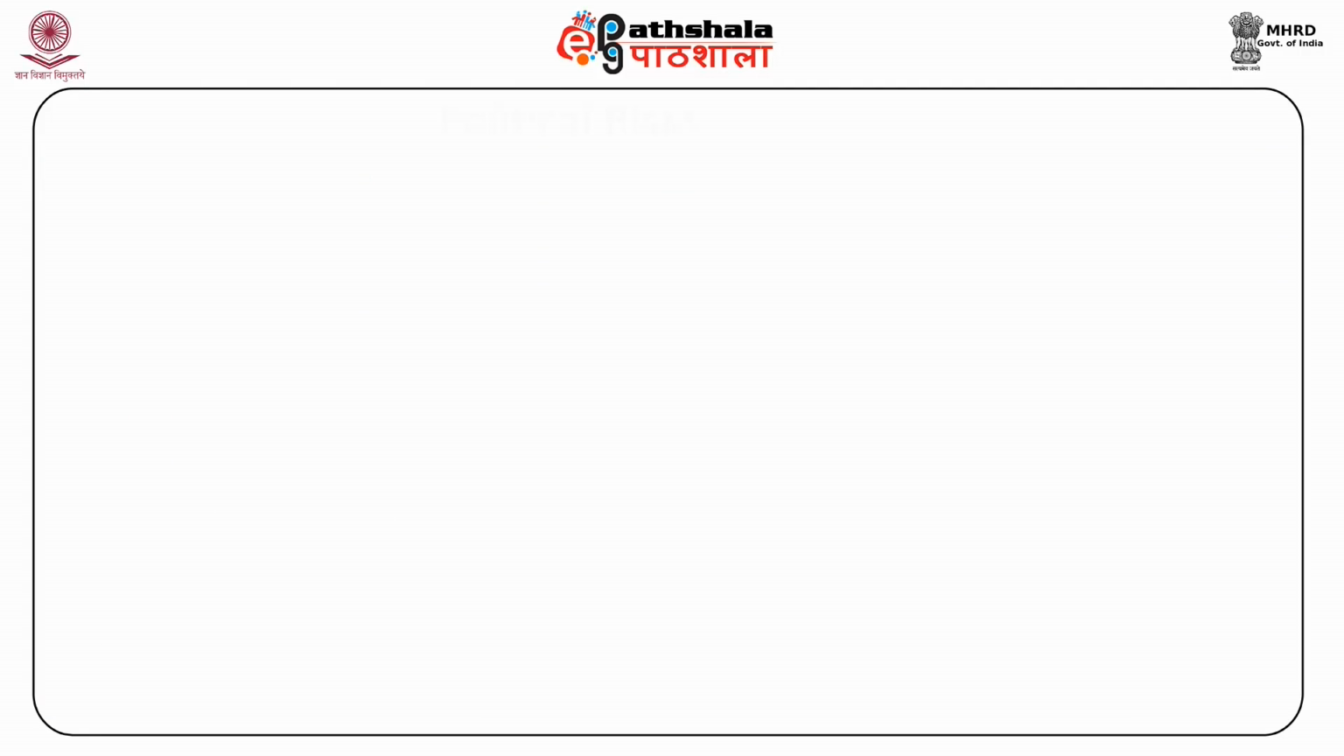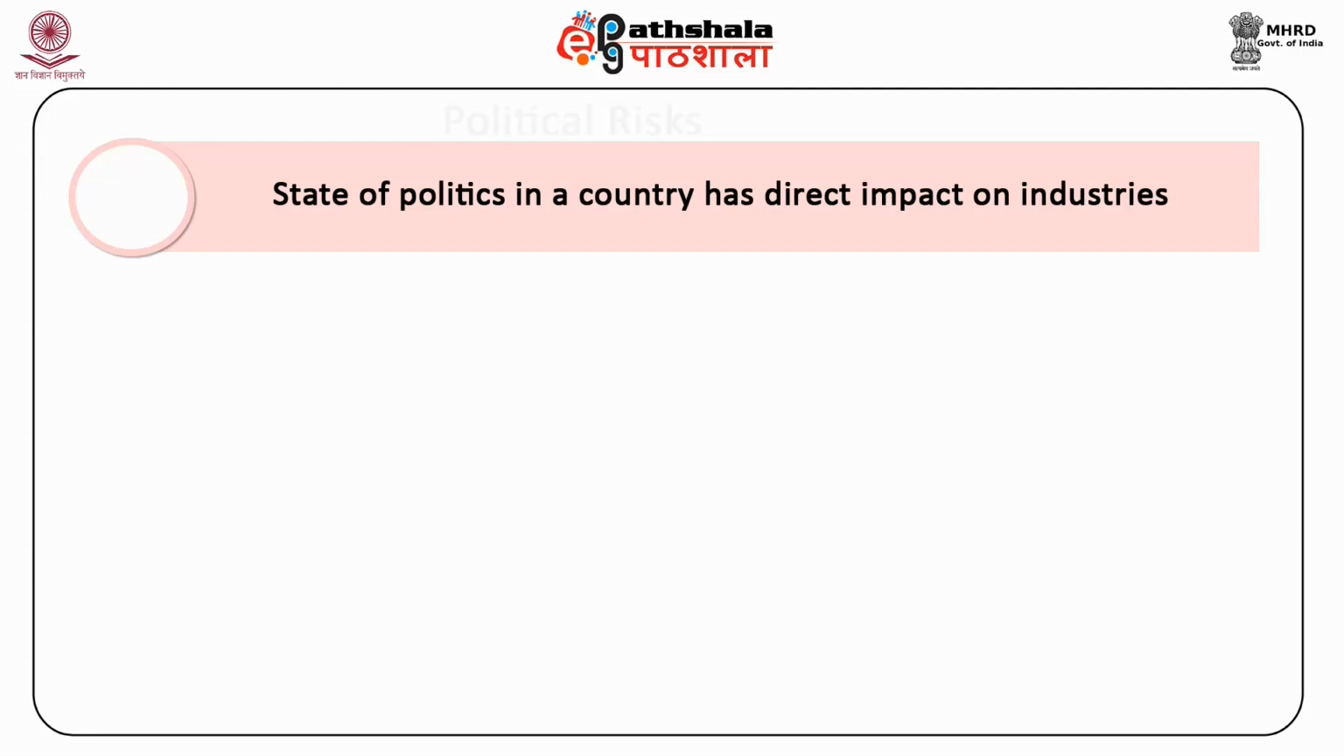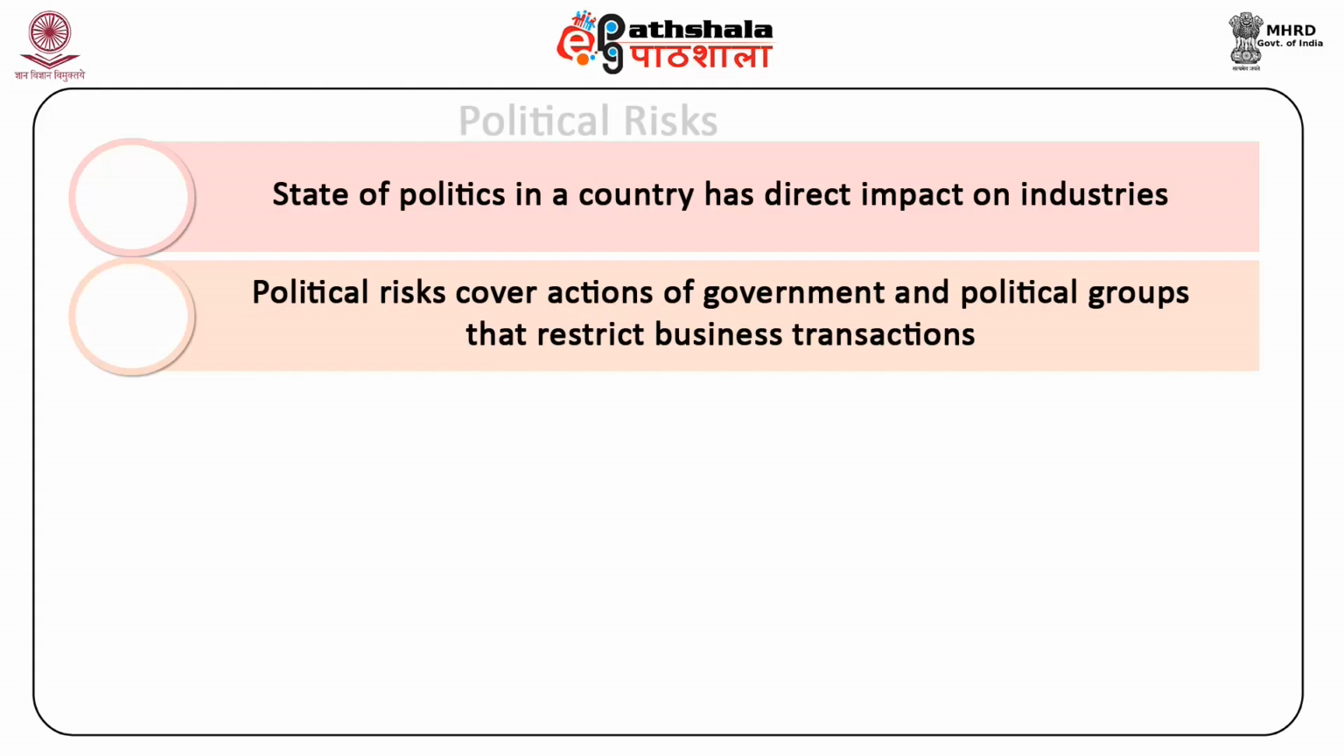Political risk. The state of politics in a country has direct impact on industries. If a country is politically stable, it is good for the industry as there is stability in policies and environment. Political risks cover actions of government and political groups that restrict business transactions, resulting in loss of profit or profit potential. It is all the more very common in case of foreign investments.